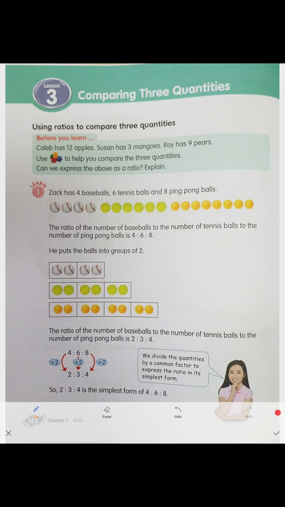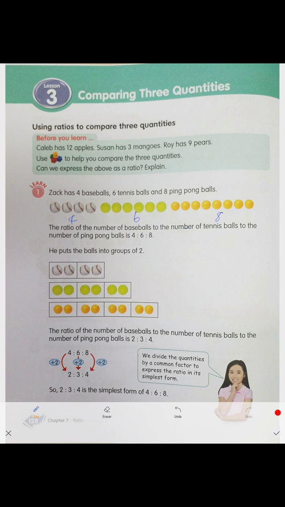Okay. So Zach has 4 baseballs, 6 tennis balls, and 8 ping pong balls, right? All different. The ratio of the number of baseballs to the number of tennis balls to the number of ping pong balls is 4, 6, and 8. And this is what they tell us. This is the ratio of all the balls.